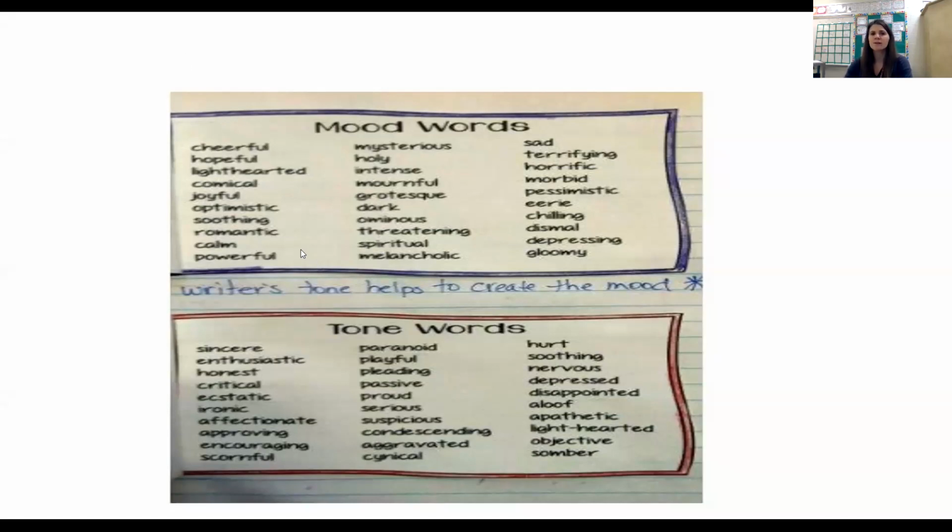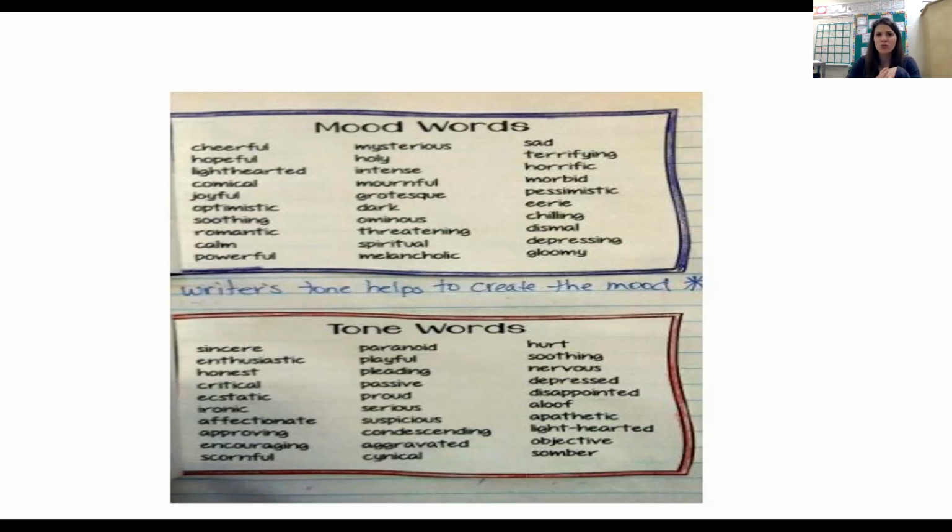Okay, thinking through what is the feeling or the mood that we get from this first paragraph. Is it cheerful or hopeful? Not likely, right? So keep looking through that. It's not really mournful. We're not totally sad. Is it dark? Ominous? Not really. Sad? It's not terrifying or horrific. It's not horrible. Could it be morbid? Sad? Chilling, dismal, gloomy.